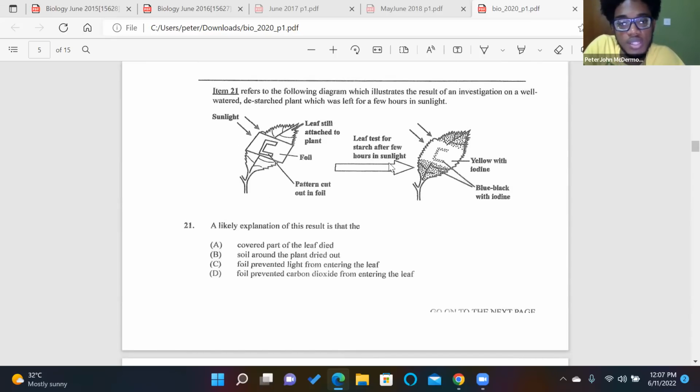Let's look at this leaf. Let's look at the foil. We test it with iodine, blue-black. So I like the explanation of this result is that the... C. Yeah, it said that too.